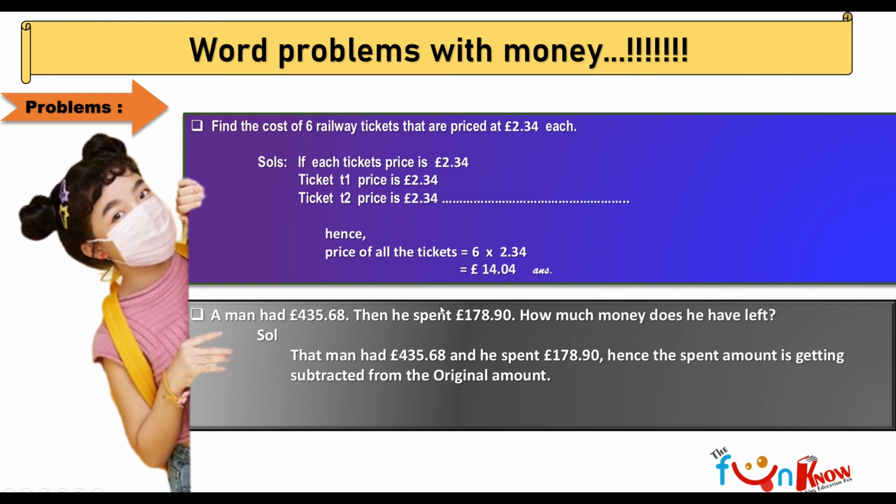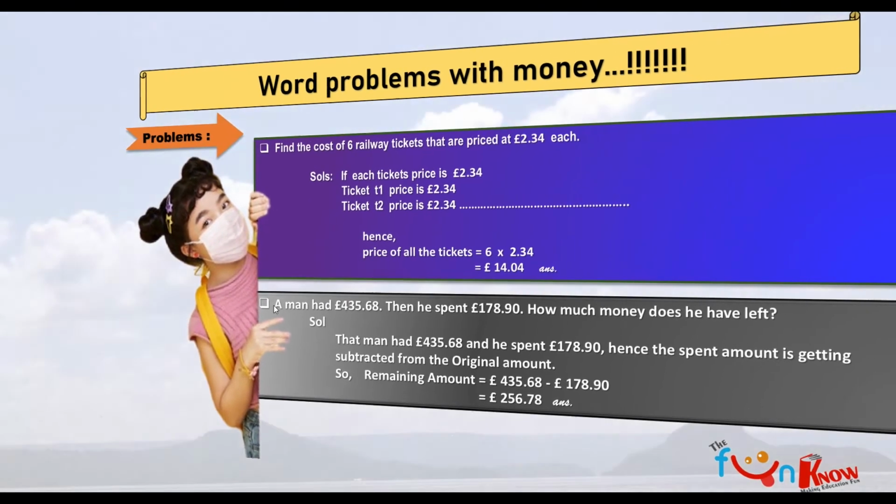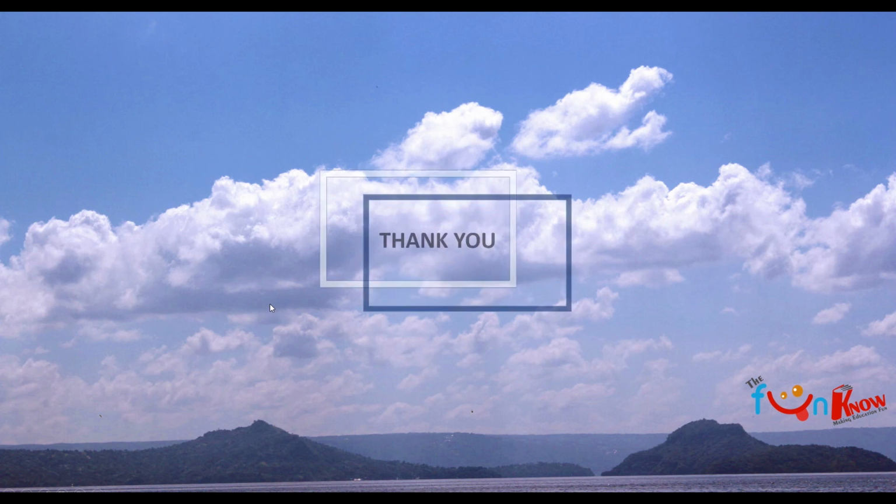The solution to this: the man had £435.68 and he spent £178.90. Hence, his spent amount is getting subtracted from the total amount. So the remaining amount is going to be £435.68 minus £178.90. The difference would be £256.78, which is going to be the answer. Thank you.